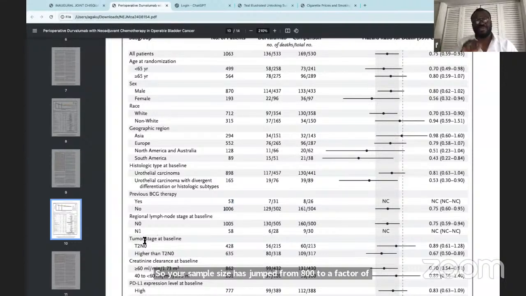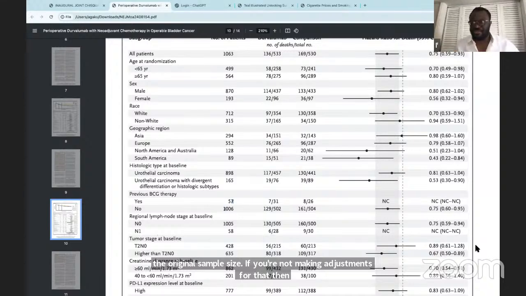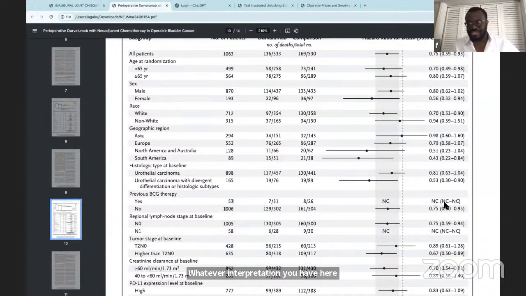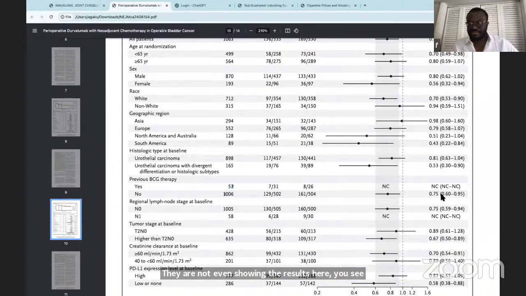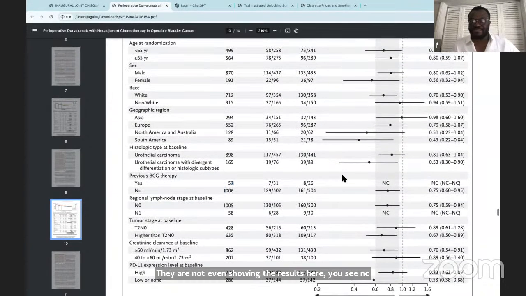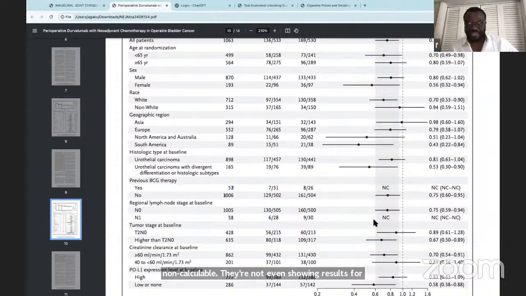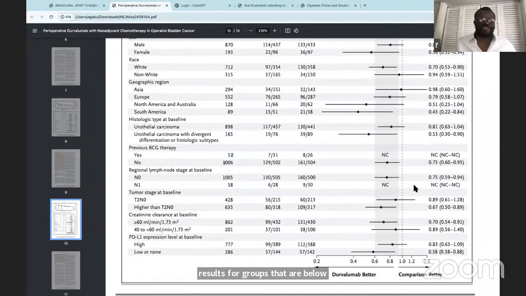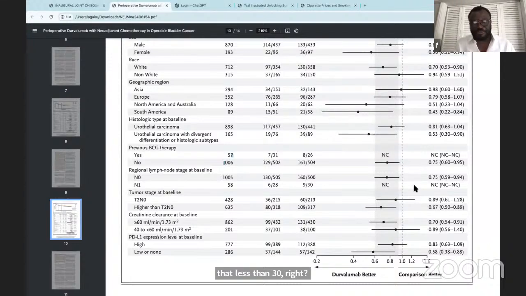So if you really want to incorporate analysis for those subgroups, you must make sure you account for them in the sample size by making necessary adjustments to the original sample size. If you're not making adjustments for that, then whatever interpretation you have here should be qualitative. You see, they're not even showing the results here. You see NC, non-calculable. They're not even showing results for very, very small groups. I believe they're not showing results for groups that are below 30. But in general, you want to set standards and say, these are the subgroups we're going to analyze, and we've already prepared for them by accounting for sample size.